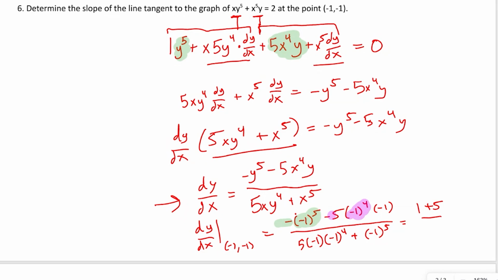over, in the denominator here, negative 1 to the 4th is going to be a positive 1. So you have 5 times negative 1 times positive 1, which would be negative 5, plus negative 1 to the 5th, which is going to be negative 1. So what we're going to have here is 6 over negative 6, which equals negative 1. All right, that is the slope of the line tangent to this implicitly defined equation at the point negative 1, negative 1.